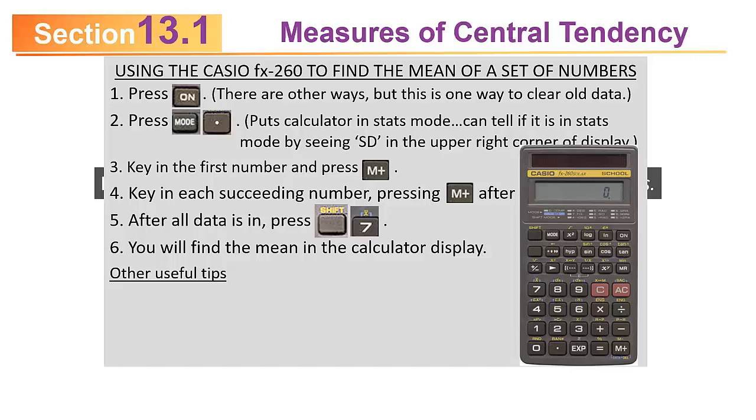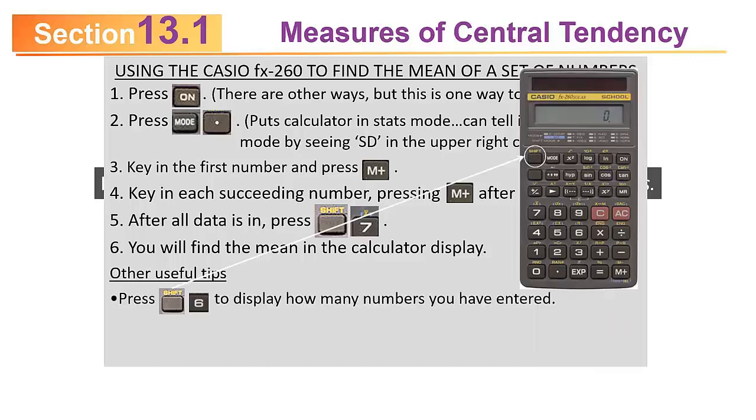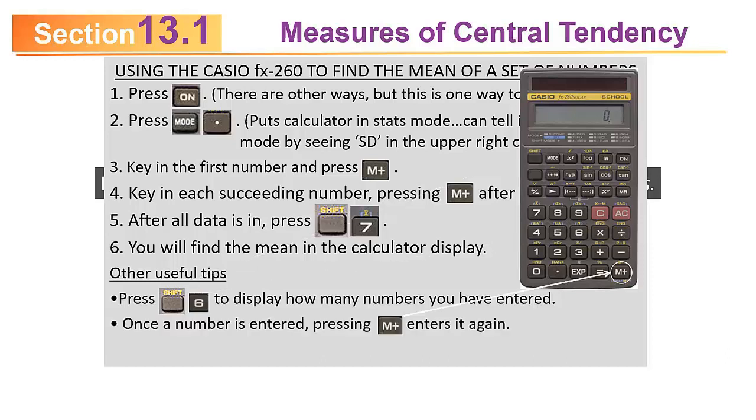There are a couple of other useful tips I'll mention. If you press Shift 6, it'll show you how many numbers you've entered, and that can be useful because if you're typing in a list of say 10 numbers and you accidentally miss one, or if you accidentally enter one twice, one way to catch that is by pressing Shift 6. If it doesn't come up with the right number of numbers, you know there's a mistake. Also, once a number is entered, if you press M+, it enters the number again without you having to actually type the number in.